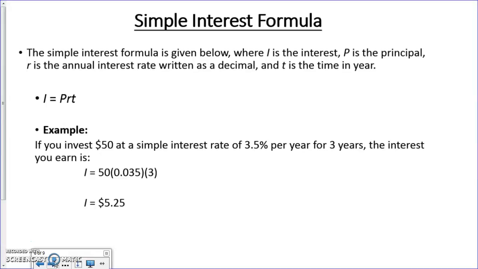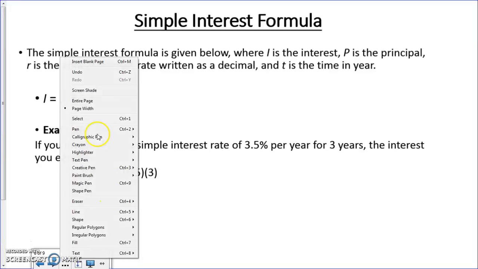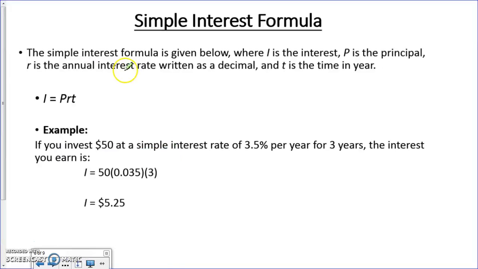Simple interest formula. The simple interest formula is given below, where I is the interest, P is the principal, and R is the annual interest rate written as a decimal, and T is the time in years. So I equals P times R times T. I is the interest, P is the principal, R is the annual interest rate written as a decimal, that's important, and T is the time in years. You want to know what all these labels are.